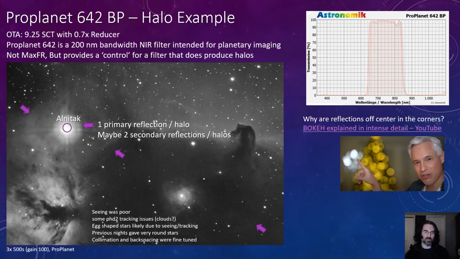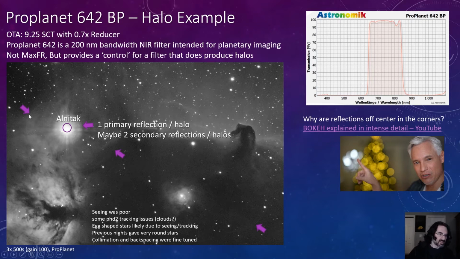So, as an example of when reflection happens with these filters, again with the 0.7 reducer, here I'm using the ProPlanet 642 bandpass filter. When we look at the Horsehead Nebula, here we have Alnitak, the star that will often cause halos in images of the Flame and Horsehead Nebula. We can see that there is a bright region here that is one of the primary reflections caused between the filter and the mirrors in the telescope.